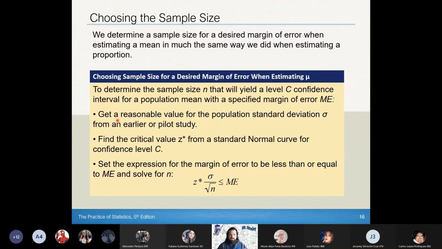Right, so the major difference between this and the proportions is with proportions, if I don't have anything to go off of, I just estimate that the population proportion is 0.5. In this case, if I don't have anything to go off of, I can't guess the sample size. Right? We need a reasonable value for the population standard deviation to move forward with this. So that should be provided in our examples, or we have a way of calculating it. Does anyone need a moment to write this part down?